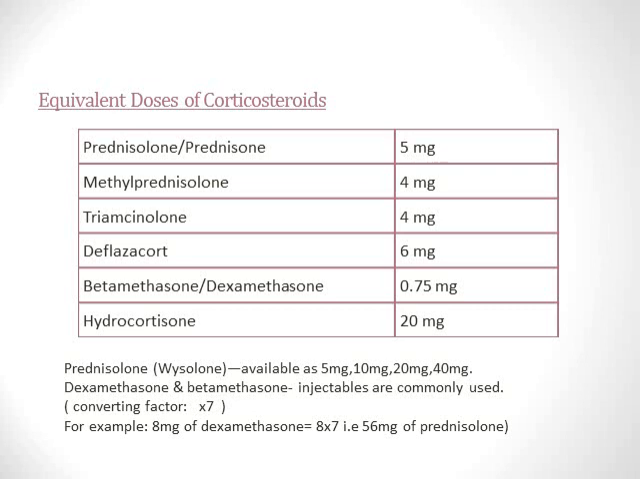So which steroid to use? Usually we use prednisolone. If you are to compare prednisolone with other steroids, prednisolone 5 mg is equal to methylprednisolone of a dose of 4 mg, triamcinolone of 4 mg, deflazacort 6 mg, betamethasone or dexamethasone 0.75 mg, and hydrocortisone 20 mg.